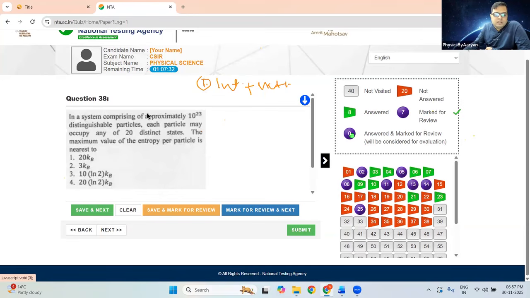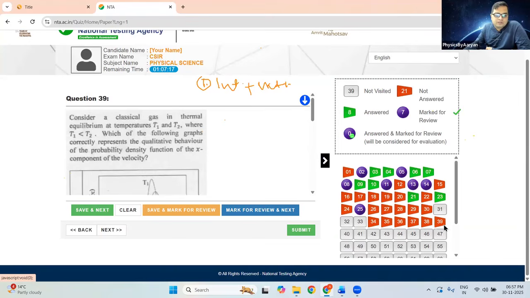ठीक है. 38th क्वेश्चन, दिस काइंड ऑफ डिस्टिंग्विशेबल पार्टिकल एंट्रोपी, नंबर ऑफ माइक्रोस्टेट्स का क्वेश्चन है. If you have done the formula, you can try it out easily. If you have done a similar kind of question, as for example I have done, something is coming to my mind; might be your mind is not saying something about it.